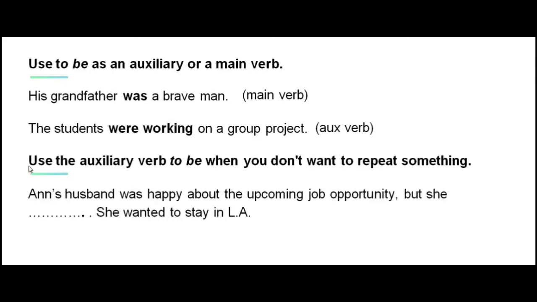Also remember that we use the auxiliary verb to be when you don't want to repeat something. Read the following sentence and fill in the blank using the appropriate form of the helping verb. Anna's husband was happy about the upcoming job opportunity, but she wasn't. She wanted to stay in LA.